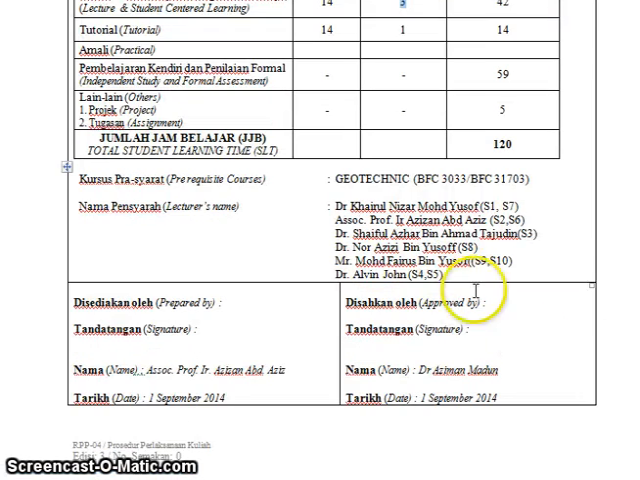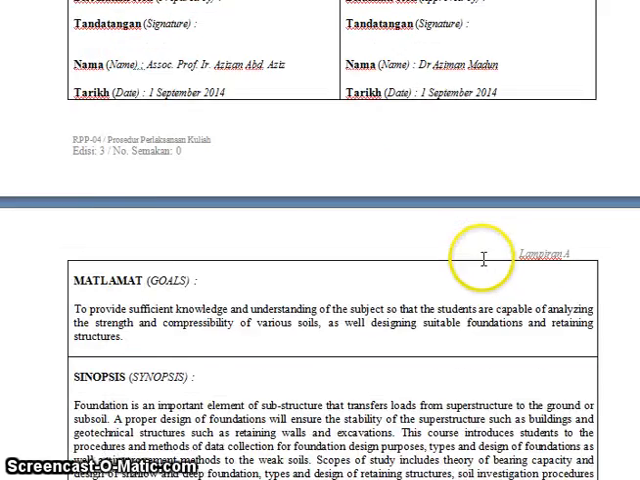Then the course will be delivered by several lecturers as shown here. And for this particular course, it will be headed by Associate Professor Engineer Aziz and Aziz.